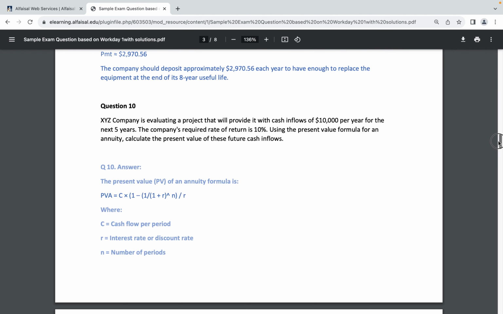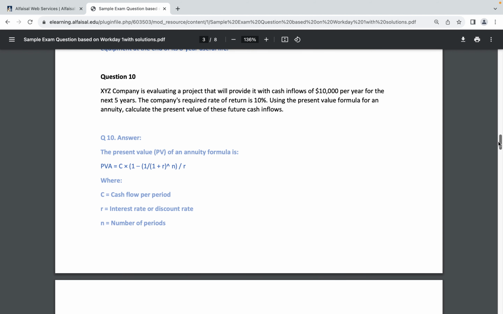Question 10. Now we're looking at the present value annuity formula. XYZ company is evaluating a project that will provide it with cash inflows of 10,000 per year for the next 5 years. Now that's a typical scenario. It could be any project where you envisage a cash flow.